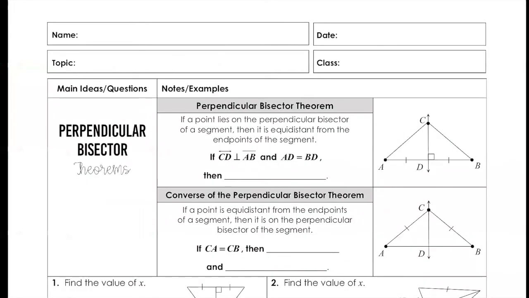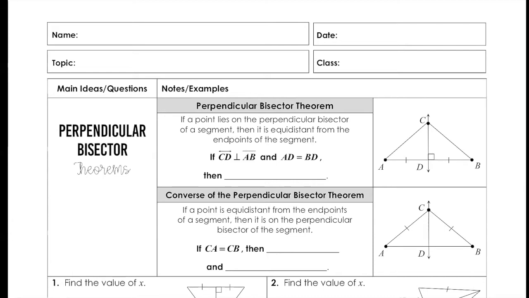What theorem did we learn yesterday? Midsegment. What does a midsegment do? Or what is a midsegment? How about that first? What is a midsegment? Close. So a midsegment is a segment that touches the midpoints of two sides of our triangle.